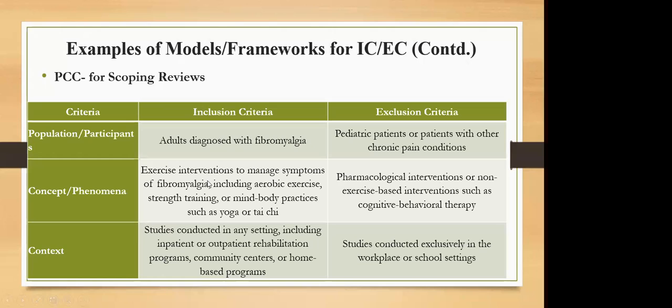So meaning, when you formulated your inclusion criteria and your exclusion criteria, once you find studies that are addressing pharmacological intervention or non-exercise-based interventions, you do what? You put them into what? Exclusion. Remember, what makes your systematic review very qualitative is because of what? Is because you have adhered strictly to the inclusion and exclusion criteria.